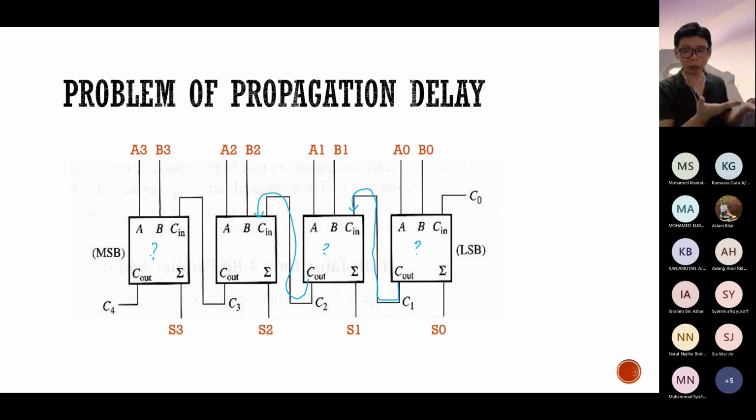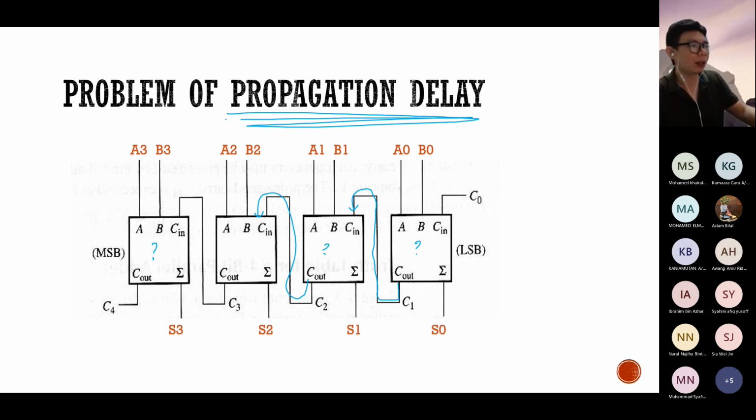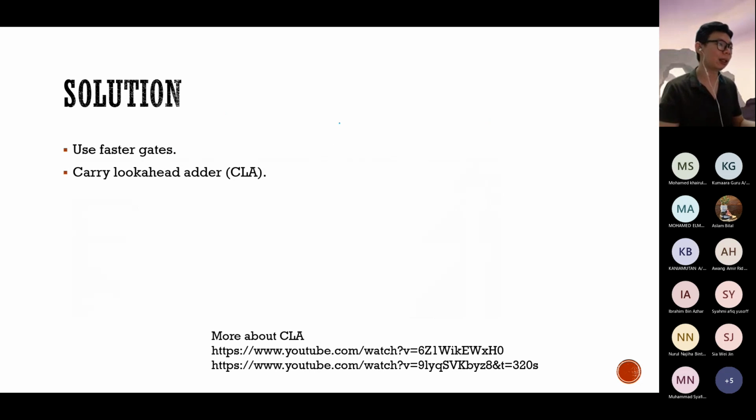During that waiting time, there can be a glitch. There can be a static 0 or static 1 hazard in between. So there is a propagation delay problem if we cascade too many adders like this. There are two possible solutions. One is to use faster gates, gates with a very small delay, so that the last adder doesn't have to wait too long until it gets the output, and that would reduce the chances of getting an error or a hazard.